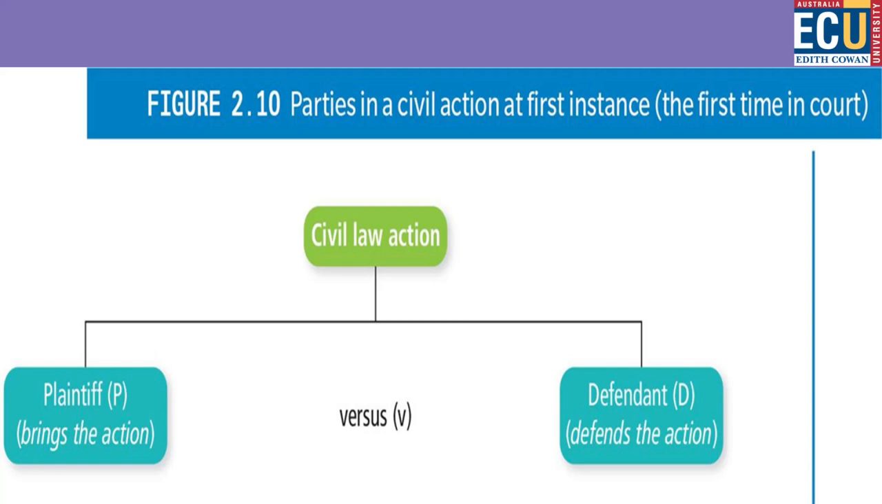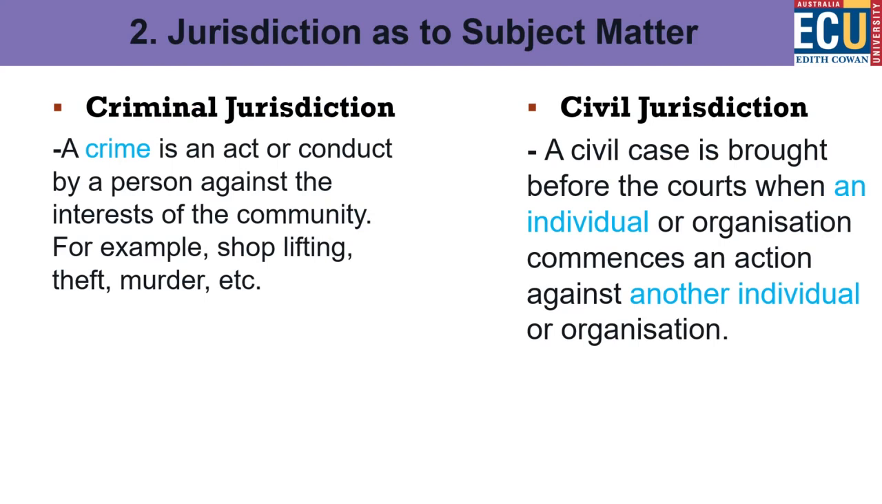So, while we are talking about criminal jurisdiction, we need to understand what we mean by a crime. A crime is an act or a conduct by a person against the interest of the whole community. For example, shoplifting, theft. These are examples of crimes, and the law considers that these offenses happen not only against one individual, they happen against the whole community.